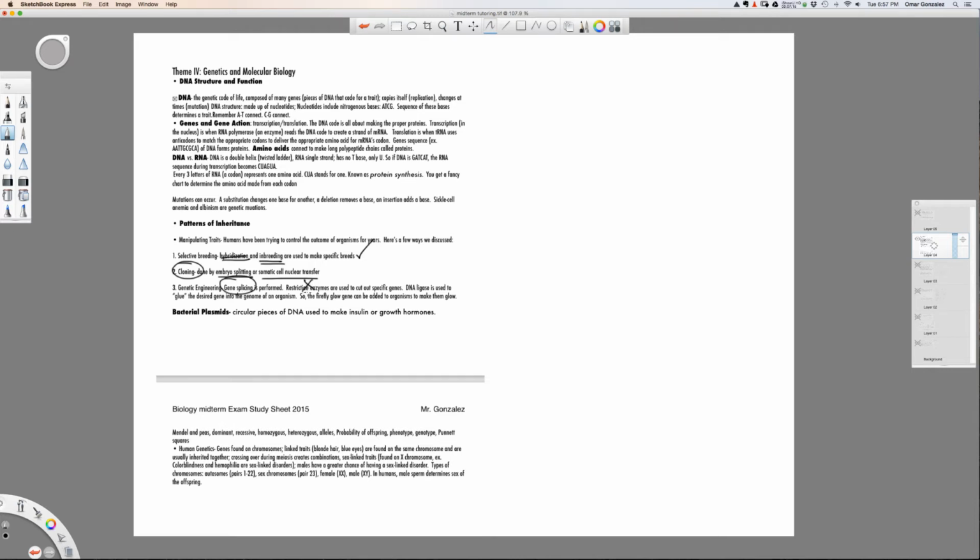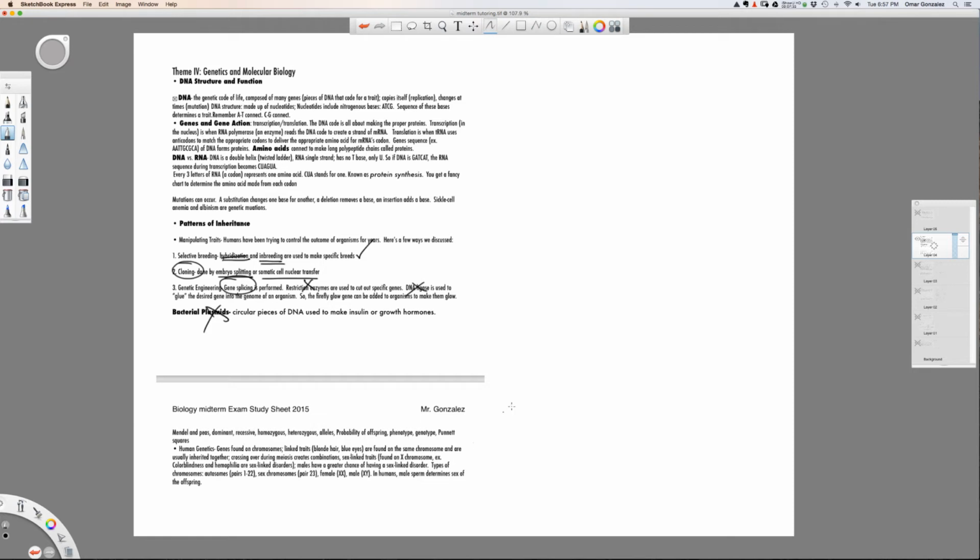Restriction enzyme, this is not on the midterm because we didn't really talk about it too much. Neither is that glue. Okay, so this stuff is not on there because we didn't really talk about it too much.